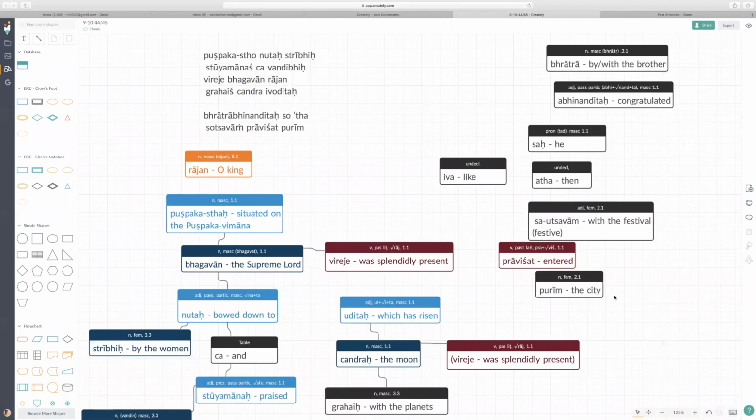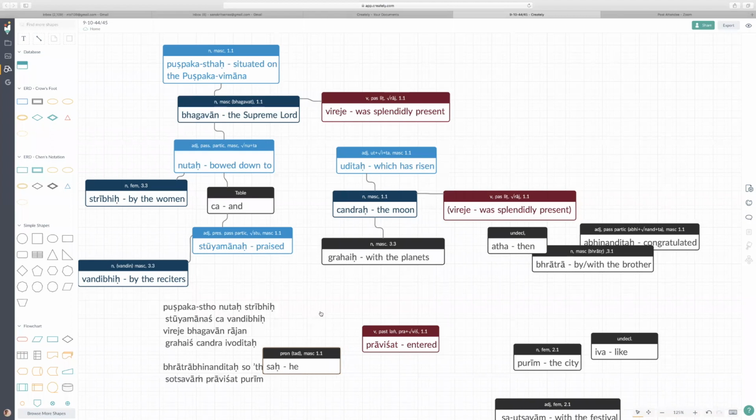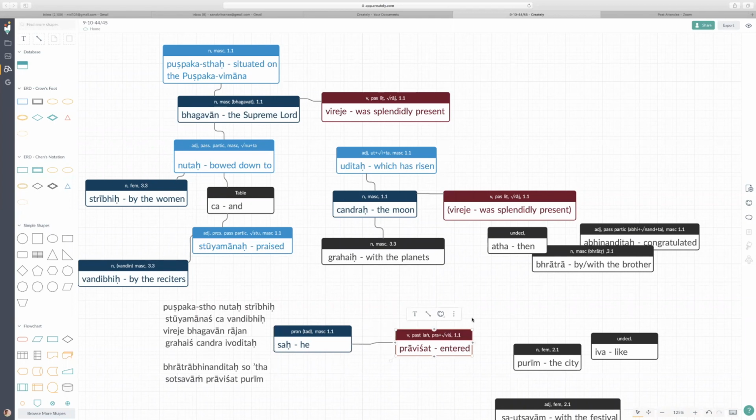Next, Bratra Abhinanditaha Sotra. Okay, we have another verb, pravishat. Let's take this down. Pravishat. What is the subject of pravishat? Who entered? I cannot hear you. Who entered? What is the subject of pravishat? Saha, yes. Saha, he entered. So here we don't need to actually take Bhagavan from the previous verse, because the pronoun in itself is a sufficient agent. You can use it as such. So he entered what? Any object?